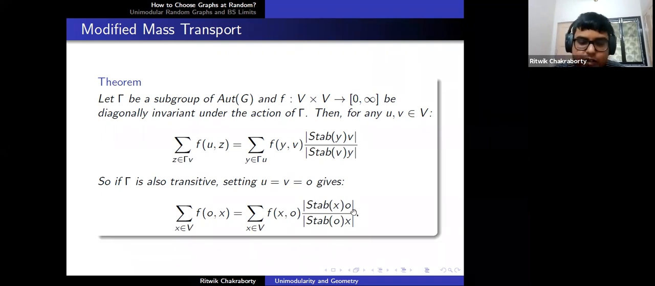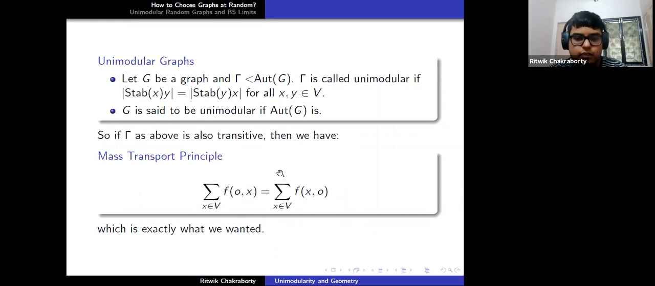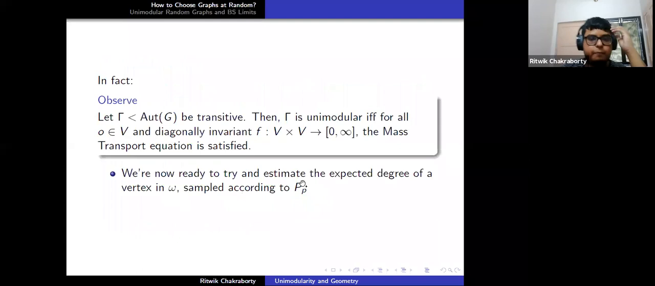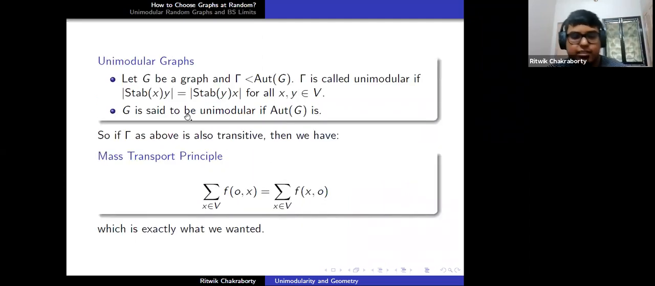So therefore, what should unimodular graphs be? Unimodular graphs ought to be those graphs for which this fudge factor is equal to one, right? So unimodular graphs are therefore graphs for which the size of Stab(x) acting on y is equal to the size of Stab(y) acting on x for all pairs x and y. As we saw here, if the graph is also transitive, then we get back exactly what we wanted, which is the Fubini-like property, which we call the mass transport principle. The point is that this group theoretic action property is entirely characterized by the mass transport principle. That means that if my graph G satisfies this mass transport equation, it's going to be unimodular, and if it is unimodular, it will satisfy the mass transport principle.